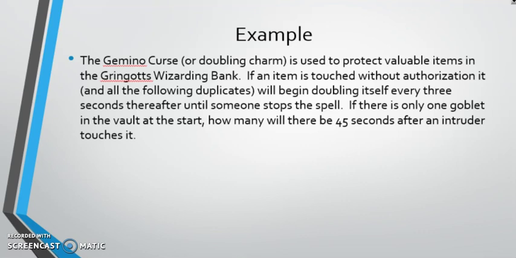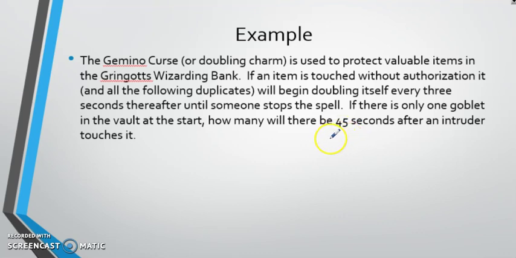So here's a quick example. If you've seen the Harry Potter movies, there's the Gemino curse, which is used in Gringotts Wizarding Bank. So basically they're in there trying to get the Horcrux and they touch this item and all of a sudden the item starts doubling itself over and over and over and over again. So we want to figure out how many of those duplicates are in the vault after a mere 45 seconds. We could do it for a minute, 2 minutes, whatever.